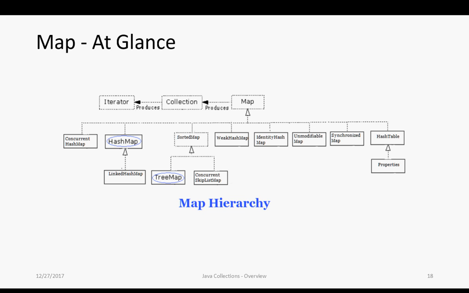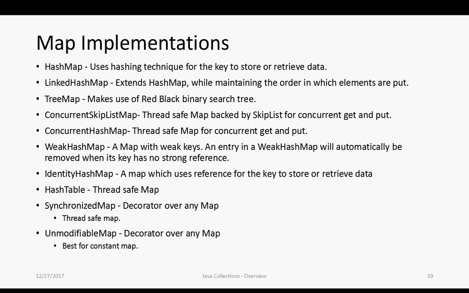Let's look at the gist of the implementations. The hash map, which is where we looked at the hash set, which is composed of a hash map, uses a hashing technique for the key to store or retrieve data, which means that we should have our key strong and immutable, and it needs to implement the equals and the hash code contract of the object class. Then we have a linked hash map, which extends from a hash map. It maintains the order in which we push the elements into the linked hash map.